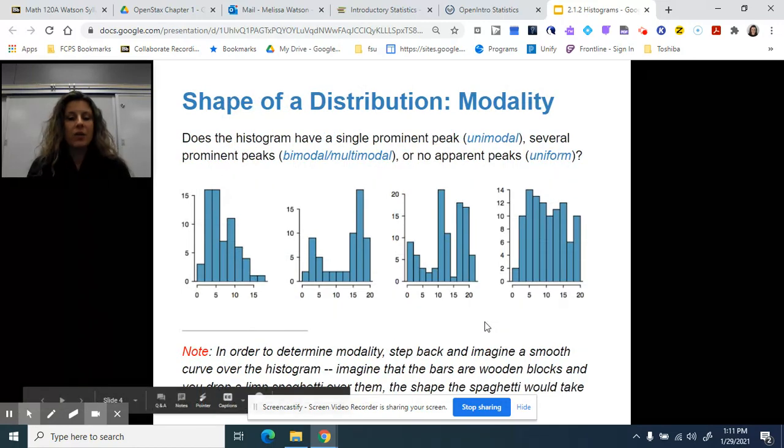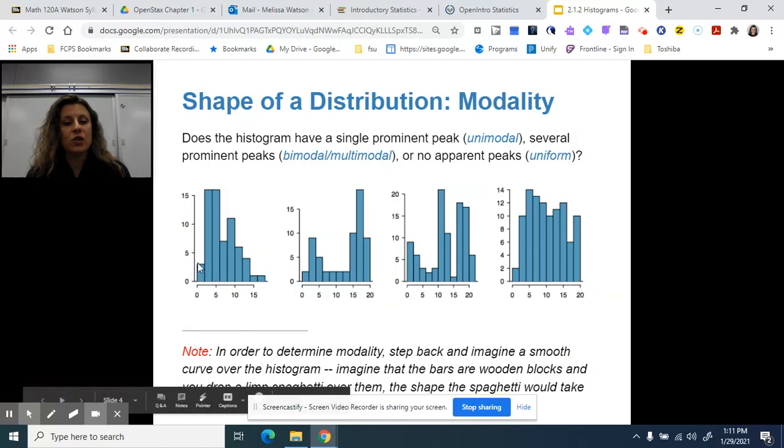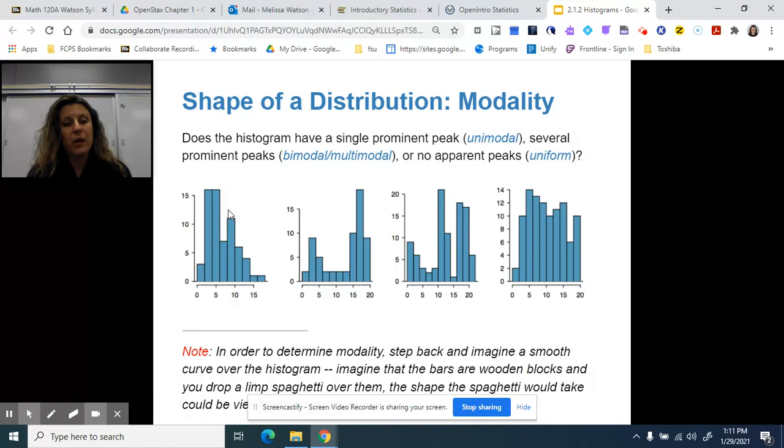Okay, we can also talk about whether the distribution has a single mode. We say unimodal. If it has two modes, bimodal, or multimodal if it's more than two, or if it's just uniform across the board. So if we take a look at our examples, this first one, if we were to just draw a smooth curve over top, even though there is a little bit of a dip right here, we probably would just go right over that dip. So we would call this one unimodal.